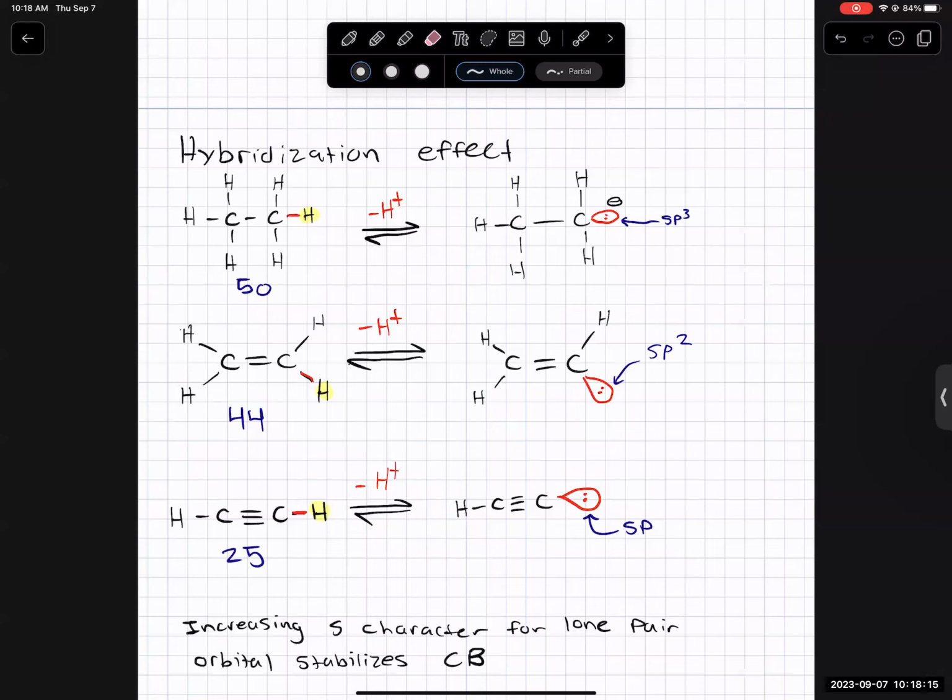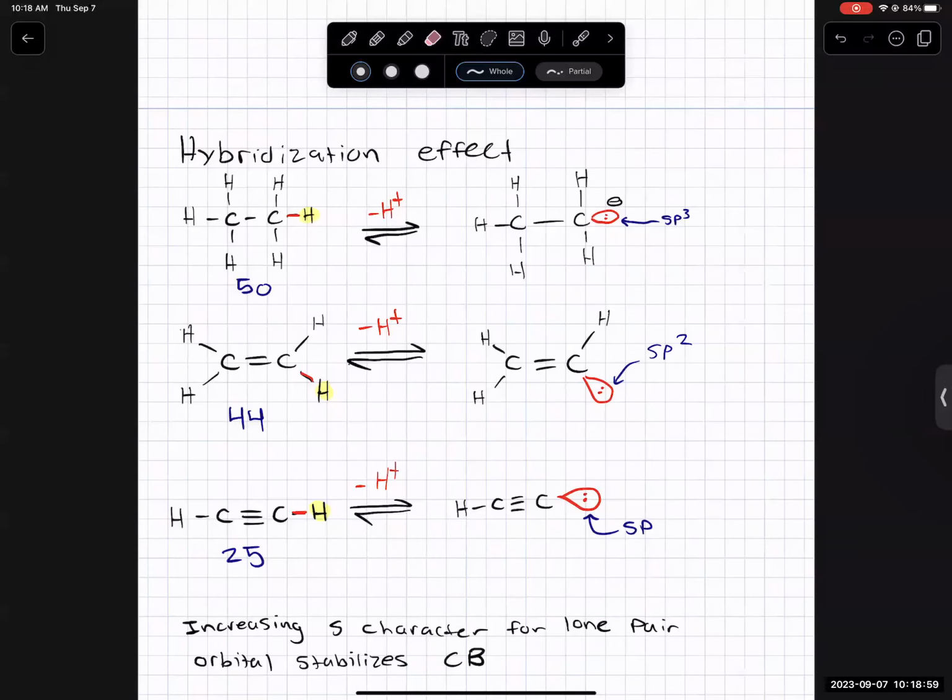So it has less S character than this one, which was 50-50. Because it has less S character, the electrons of this lone pair that got put on there when you remove this hydrogen are not as close to the nucleus as these electrons. Because these electrons are not as close, it's going to be less stable than this one. Because it's less stable, it's going to be less acidic, right? Another way of saying less stable is it's a stronger conjugate base, which means it must have come from a weaker acid. Remember, weak acids make stronger conjugate bases.